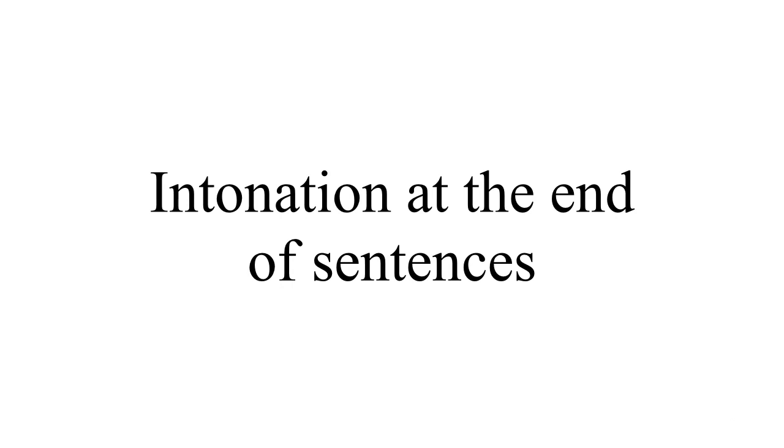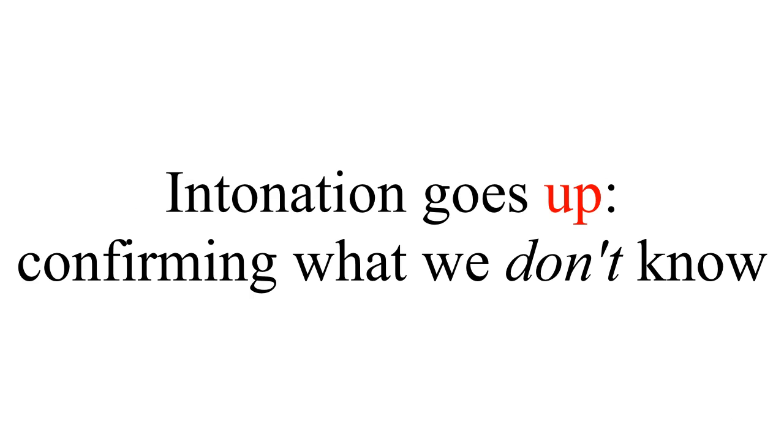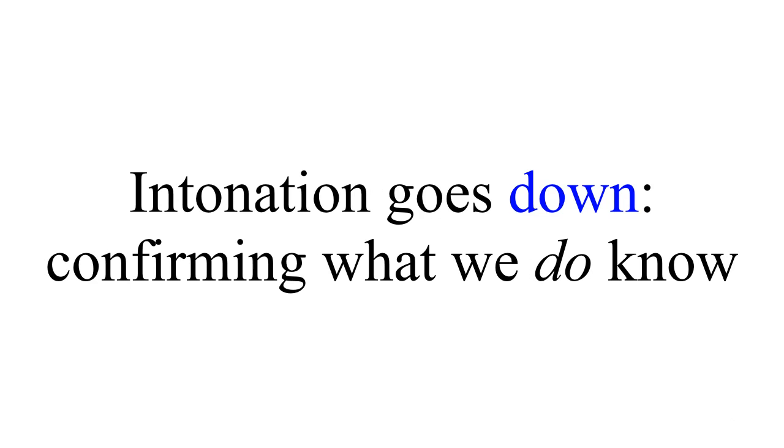In this lesson, we are going to look at intonation at the end of sentences. In English, like most languages, our intonation goes up at the end of sentences when we are asking for confirmation about things we are not sure about. And it goes down, or stays the same, when we are confirming things we are pretty certain about. Examples.